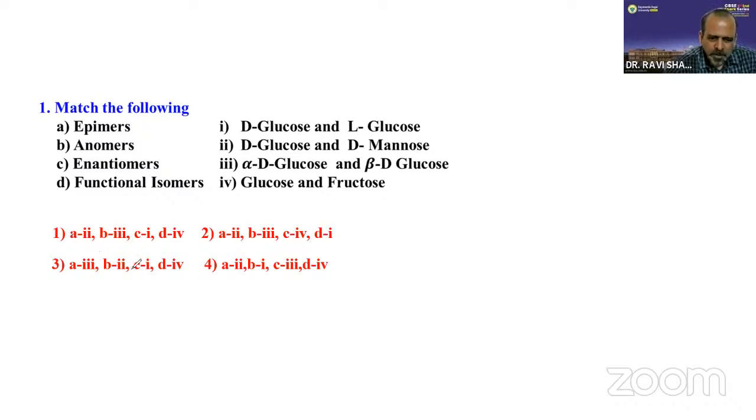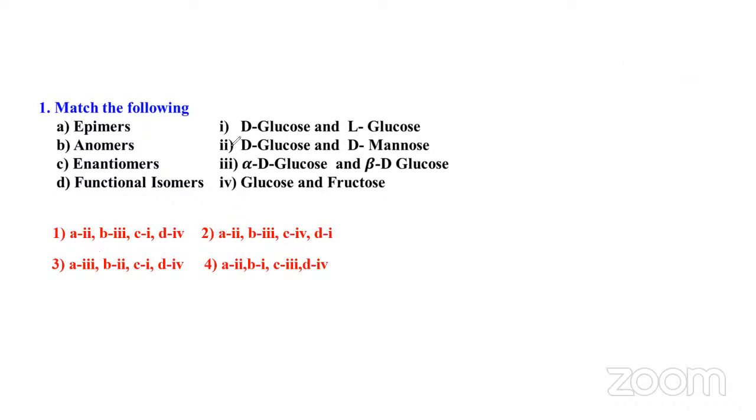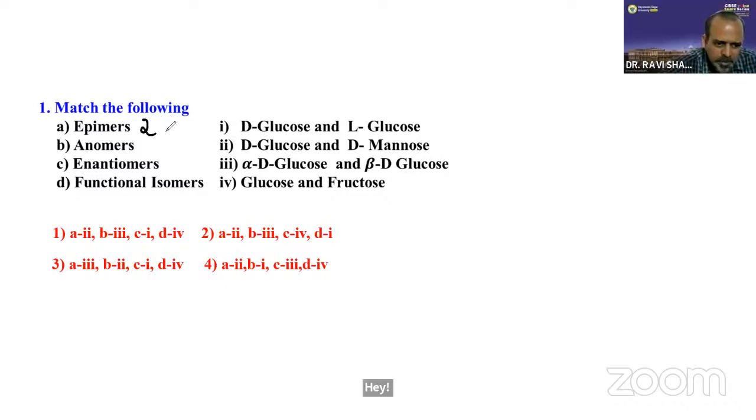Which are epimers? Glucose and mannose are epimers. So the second option. Which are anomers? Alpha and beta are anomers. That is the third one.